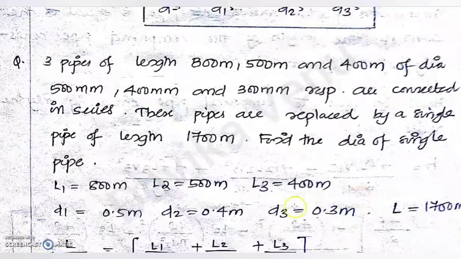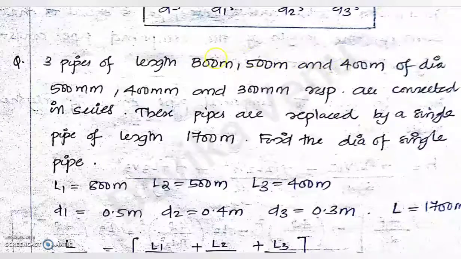And I will see one example. Three pipes of length 800 meters, 500 meters and 400 meters, and diameters 500 mm, 400 mm and 300 mm. So I have written down L1, L2, L3 as the given data, and D1, D2, D3. I have written in terms of meters. And these pipes are connected in series. These pipes are to be replaced by a single pipe of a certain length.